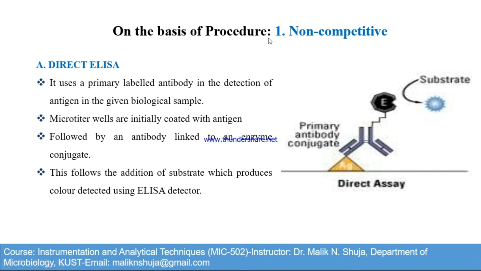On the basis of procedure, we have a non-competitive ELISA. There are three different forms, different subtypes of non-competitive ELISA. One is the direct ELISA. In direct ELISA, only one type of antibody is used, and this capture antibody or monoclonal antibody is usually linked with an enzyme.